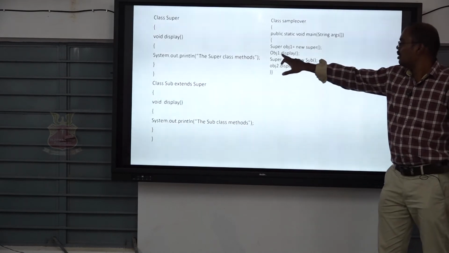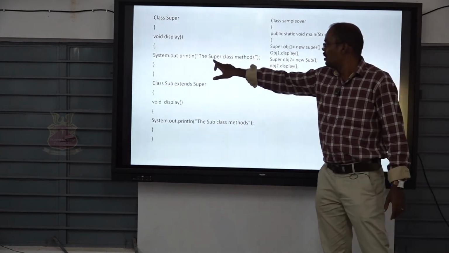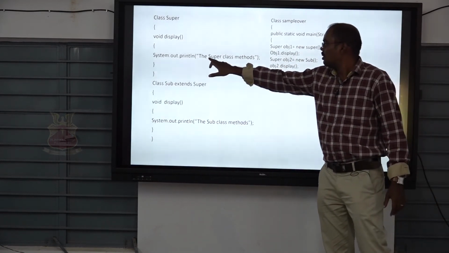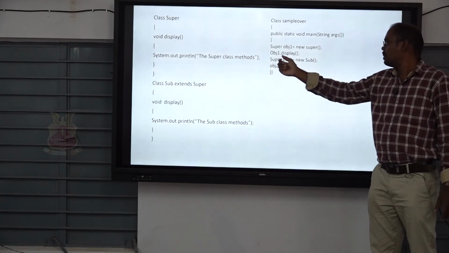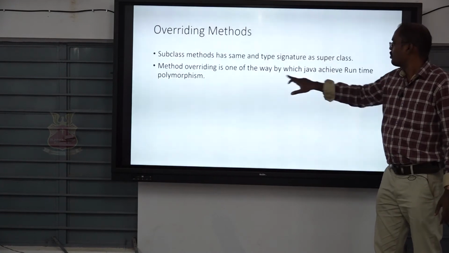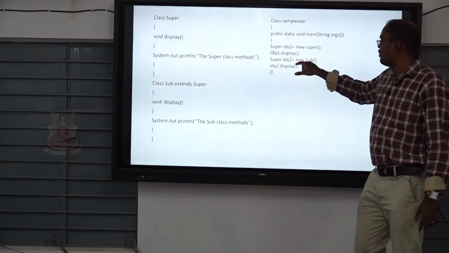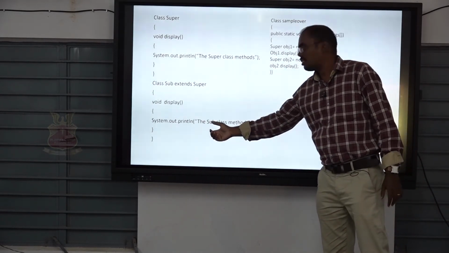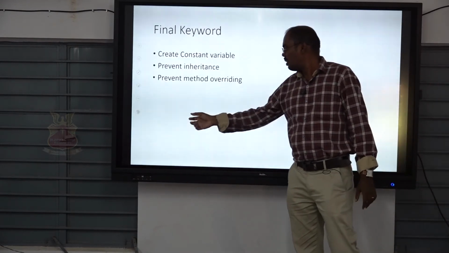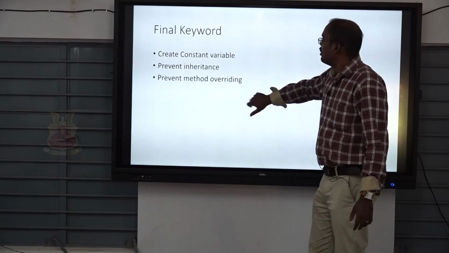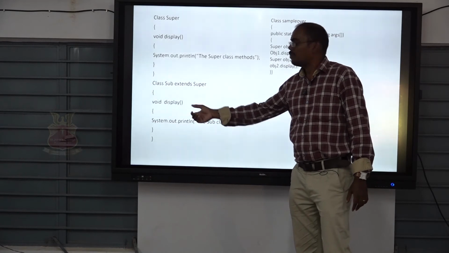Now create objects. Create a super object, new Super, object1.display. This version will call the superclass method, and the superclass method will print. Next, super object 2 equal to new Sub. This object will call the second version of display, the subclass method. Okay, overriding method. Once again, I repeat: the subclass method will override the superclass method.